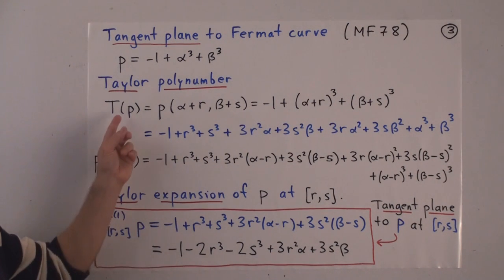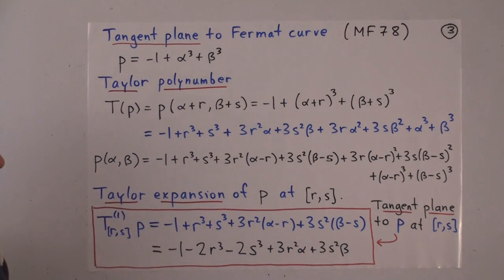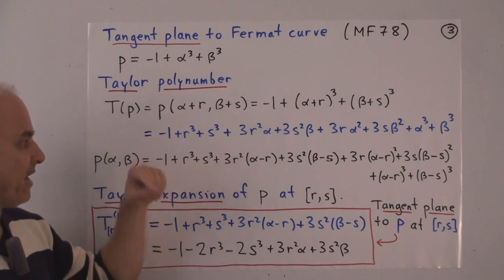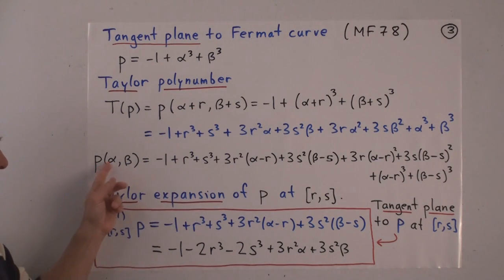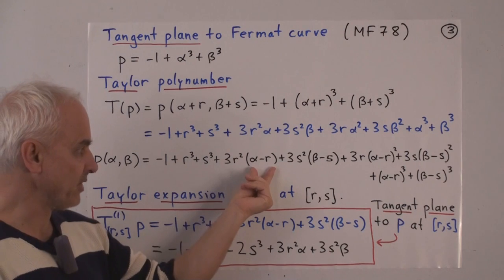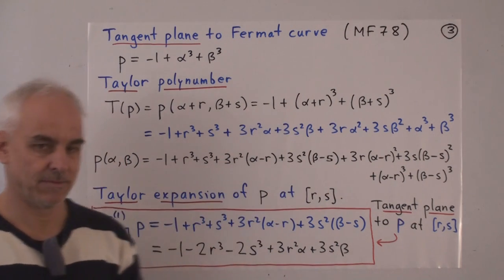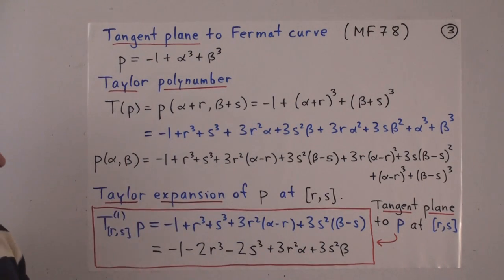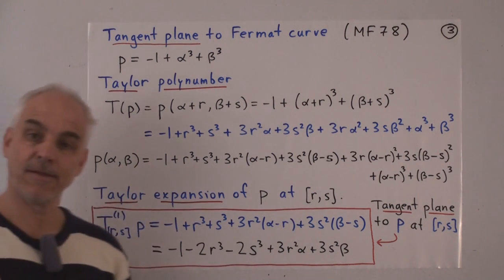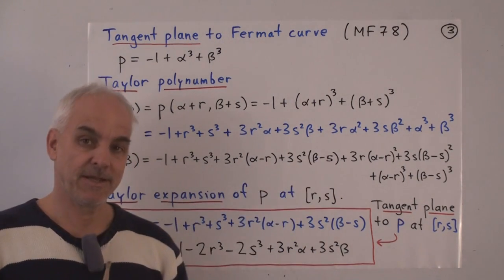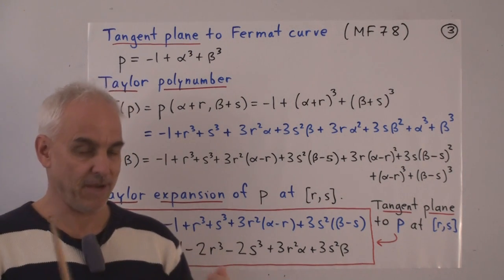And now what we do is we essentially go back to the original polynumber by, in this expression here, replacing alpha with alpha minus r and beta with beta minus s. That gives us p of alpha beta equals then exactly the same expression with the alpha replaced with alpha minus r and the beta replaced with beta minus s. This expression is the Taylor expansion of p at the point rs. It's a rewriting of the polynumber in powers of alpha minus r and beta minus s instead of in powers of alpha and beta.